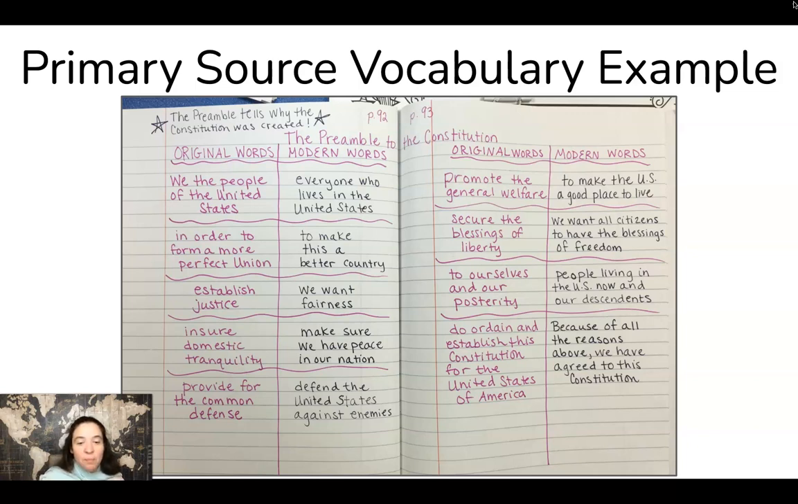This is an example of a primary source front-loading activity that I do with the preamble to the Constitution. This is in our interactive notebooks. On one side, we write the original words, and then on the other side, we write the modern words so that it's easier for students to understand what domestic tranquility is. When they actually read the primary source by themselves, they have that knowledge of the vocabulary.